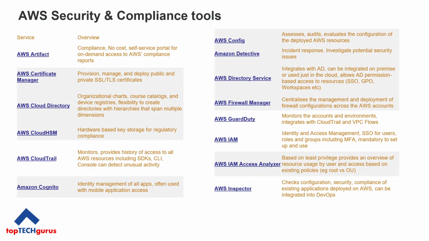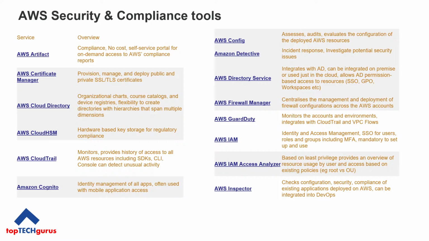AWS Firewall Manager centralizes the management and deployment of firewall configurations. Any firewall configuration that you have across AWS accounts, you can put all together. You can have one place where you can check all the firewall requirements. So if somebody is a security expert and they want to come in and audit and check whether you have the right firewall set up everywhere, this can be done using Firewall Manager.